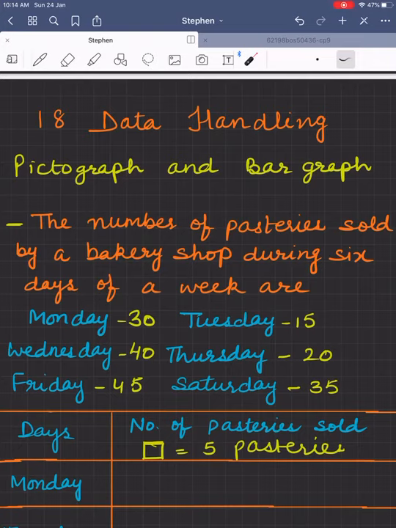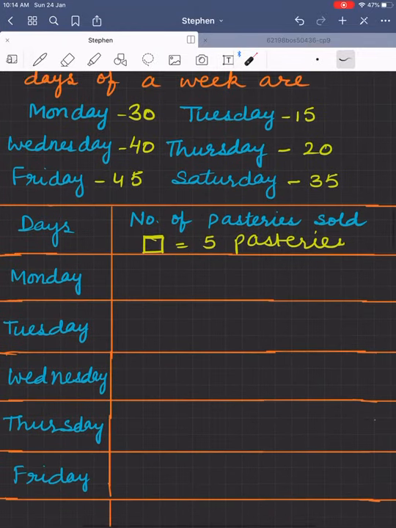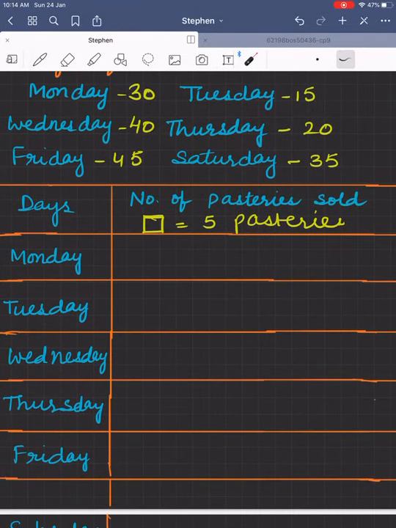The number of pastries sold by a bakery shop during 6 days of a week are Monday 30, Tuesday 15, Wednesday 40, Thursday 20, Friday 45, and Saturday 35. For drawing pictograph, we make a table with two columns, one for days and the other for number of pastries sold. Here I have chosen a square to represent a pastry. Children, you can choose any symbol.